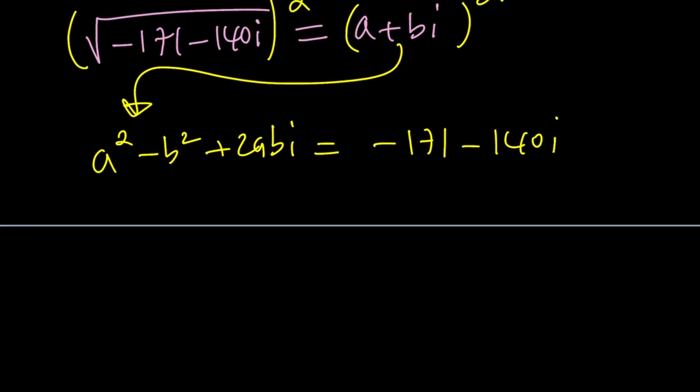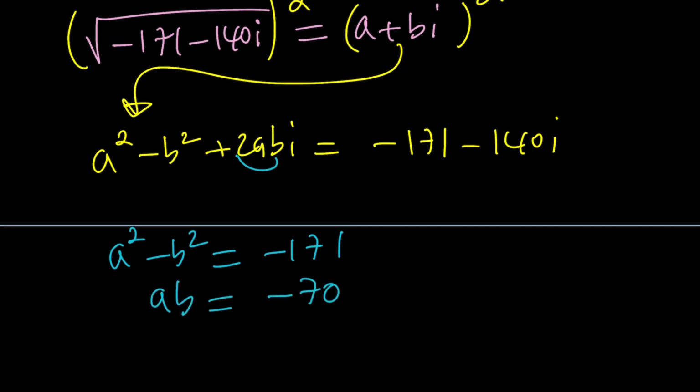And here, by comparing real parts and imaginary parts, we get the following. a squared minus b squared is equal to negative 171. 2ab is negative 140, which means ab is equal to negative 70. Of course, a and b are real. Their sum, product, whatever, is always going to be real, right? So we can solve for a and b.